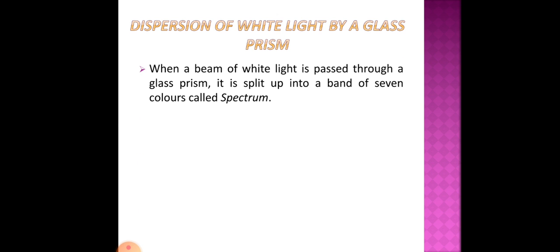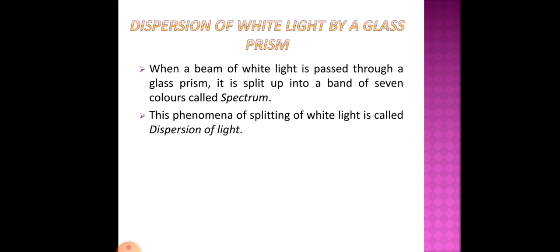Now coming to dispersion of white light by a glass prism. So what is dispersion? We will study now. When a beam of white light is passed through a glass prism, it is split up into a band of 7 colors called spectrum. So what is white light? White light is nothing but our sunlight. Whenever sunlight is passed through a glass prism, it gets split up, that means it gets divided into a band of colors. A band of 7 colors called spectrum.